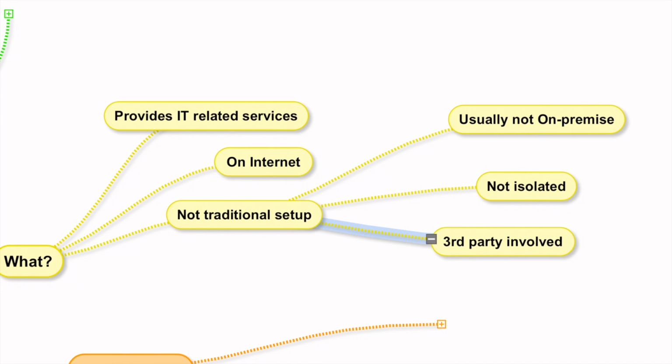Usually there would be a third party involved in providing the service. So the way it would work is that you subscribe to the service. The service will then be available on internet. Your users would connect to the service using the internet and all the data would be stored on the cloud. Whatever actions you perform would be on the cloud.